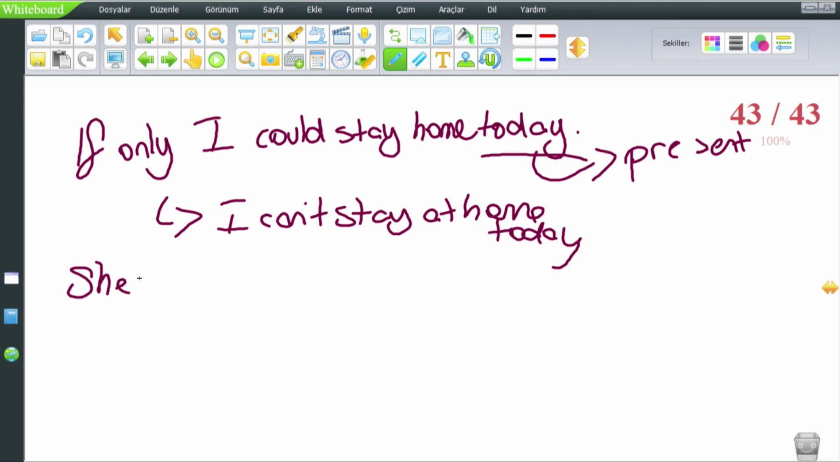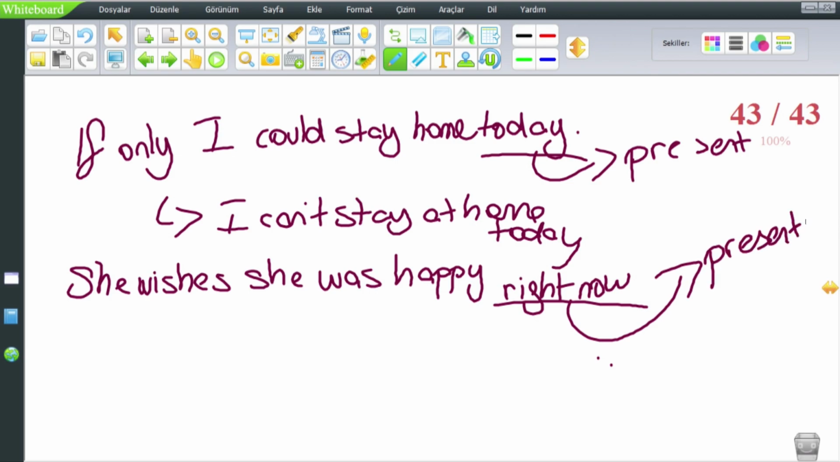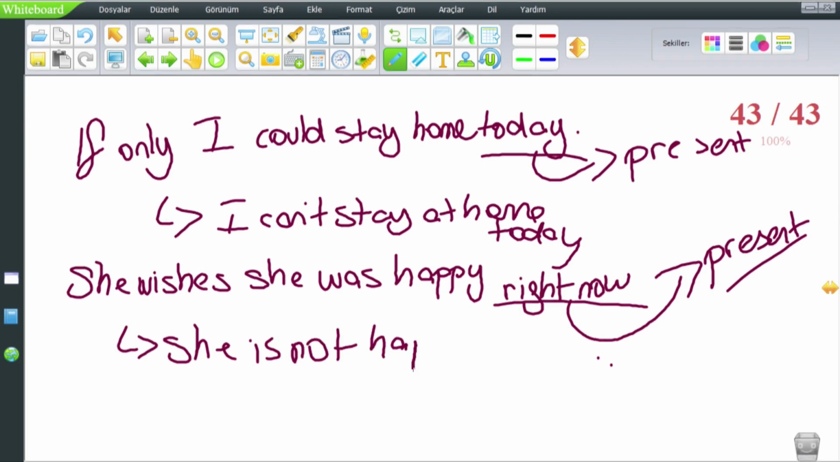She wishes she was happy right now. Again, telling from the time expression, it is a wish for present, but we can understand that she is not happy.